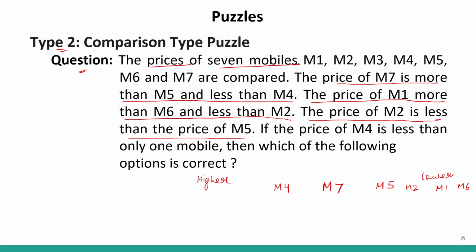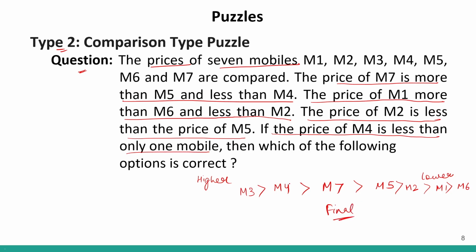Okay? And the price of M4 is less than only one mobile. So, only one mobile will come over here because it is lower than only one mobile. So, one mobile remaining is M3. M3 will be over here. So, M3's price is more than M4, which is more than M7. M7 price is more than M5, which is more than M2. M2 price is more than M1 and M1 price is more than M6. Clear? This is my final arrangement based on comparison.